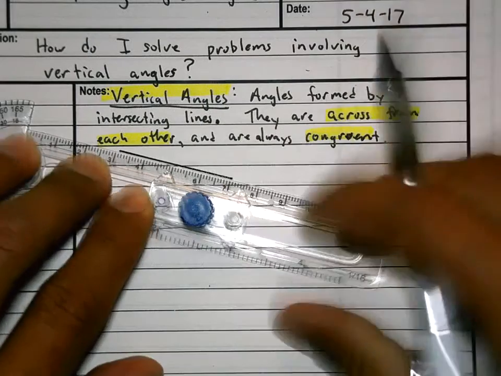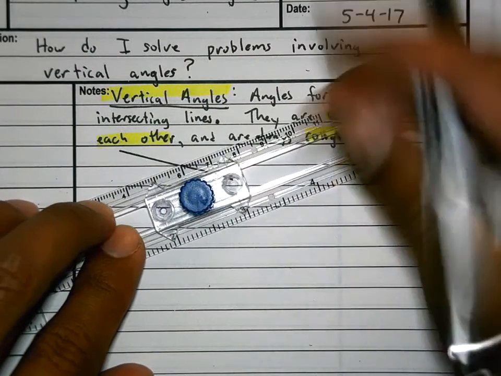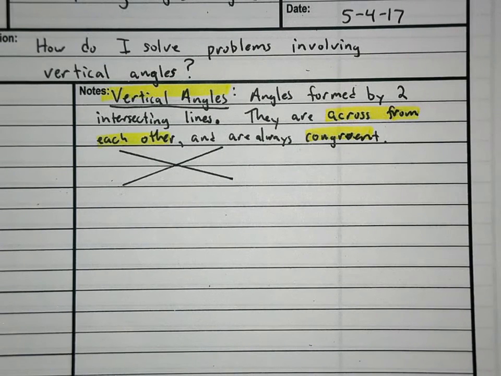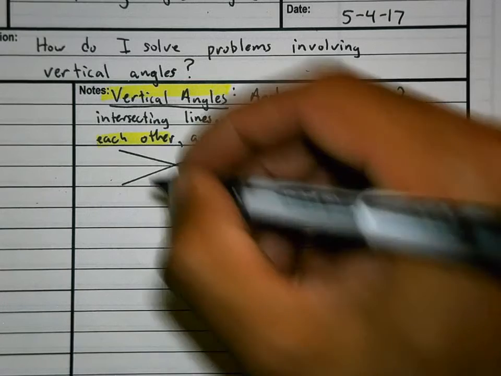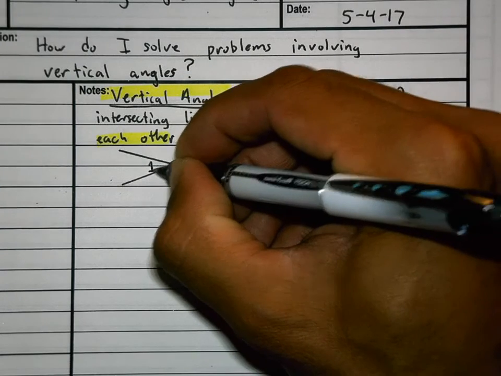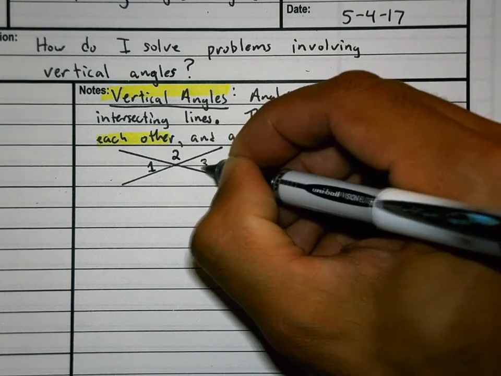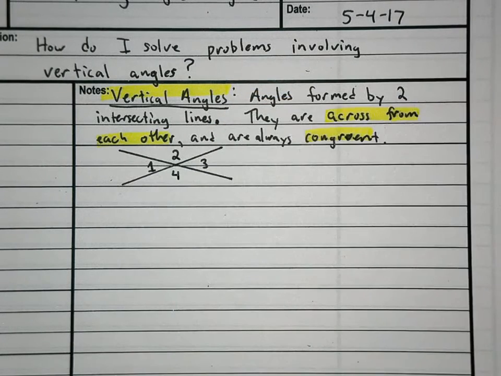All you have to have is one intersecting line and another intersecting line, just like that. Two intersecting lines. It doesn't matter which way these intersecting lines are. And then I'm going to put some numbers in here. I'm going to call this angle 1, this angle 2, this angle 3, and this angle 4.